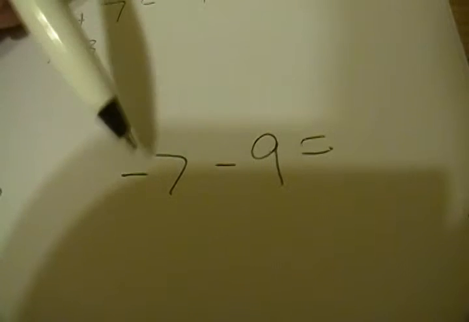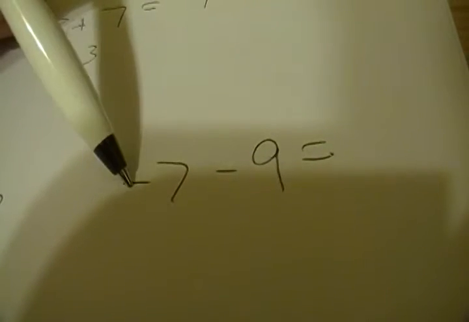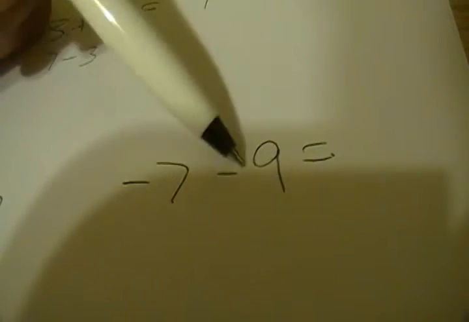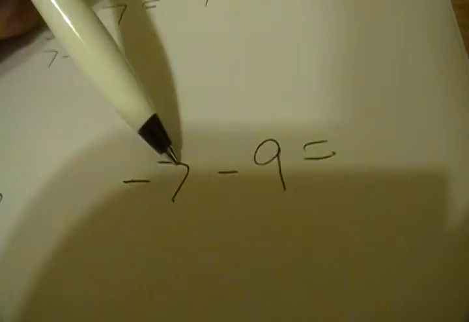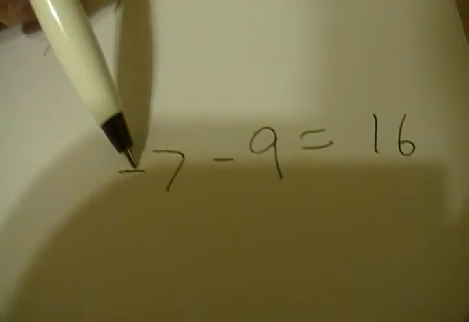All right, what about negative 7 minus 9? Well, let's look at the signs. We have the same sign, right? Negative and a negative. That means we're going to add these two numbers, okay? So 7 plus 9 is 16, but because it's a negative and negative, we're going to put a negative right in front of 16, okay?